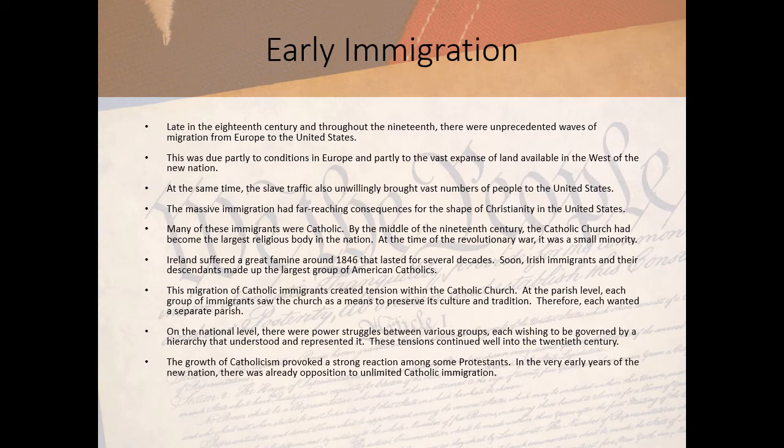The growth of Catholicism provoked a strong reaction among some Protestants. In the very early years of the new nation, there was already opposition to unlimited Catholic immigration. They didn't want it to happen. They saw that as an issue.